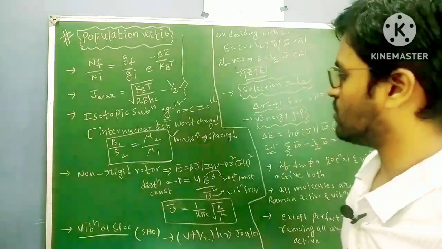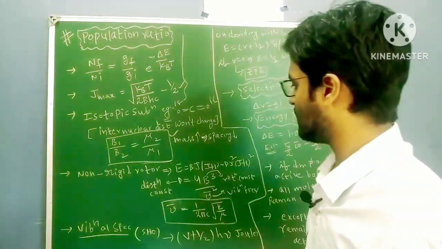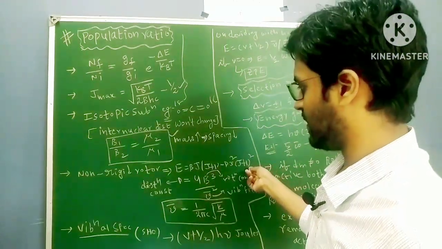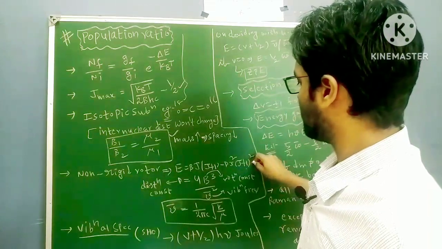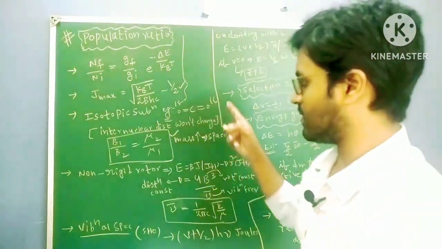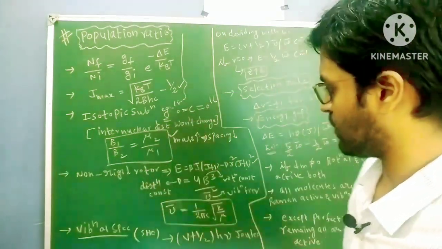Now next one is non-rigid rotor. You have only one formula in non-rigid rotor, that is E equal to Bj into j plus 1 minus dj square into j plus 1 whole square, right? So this formula is not that important. You have to remember Bj into j plus 1, that is the more important formula, right? Rigid rotor formula is more important, non-rigid rotor is not important.